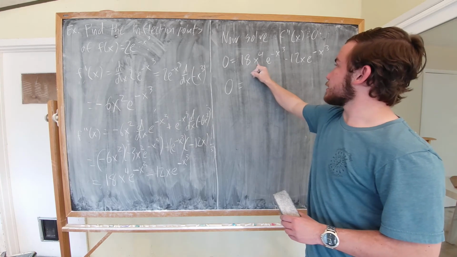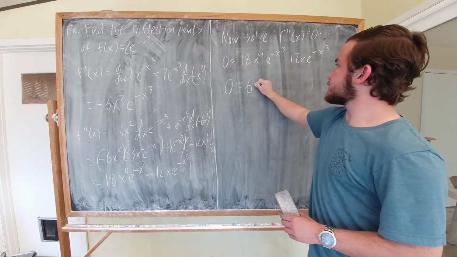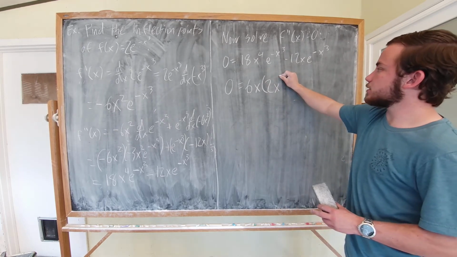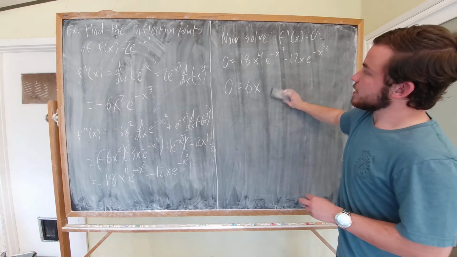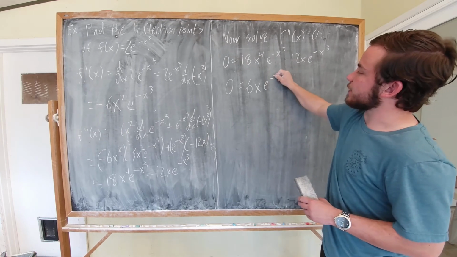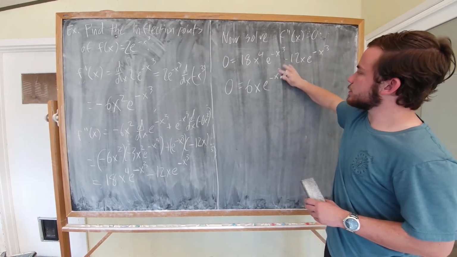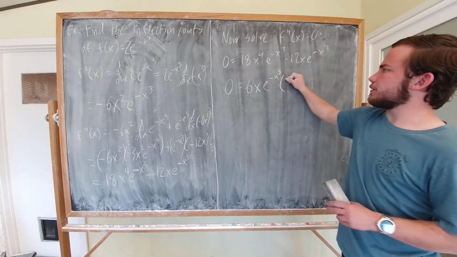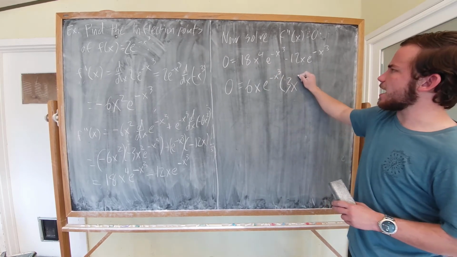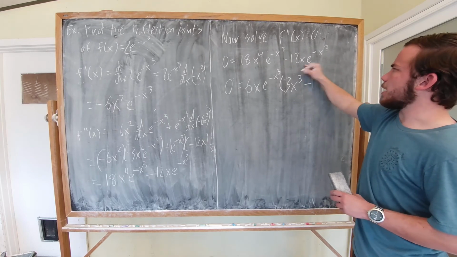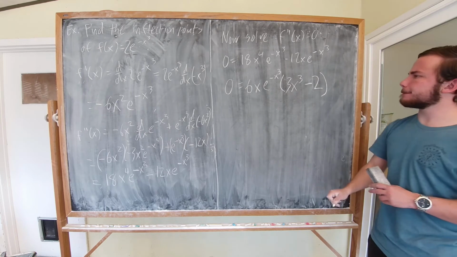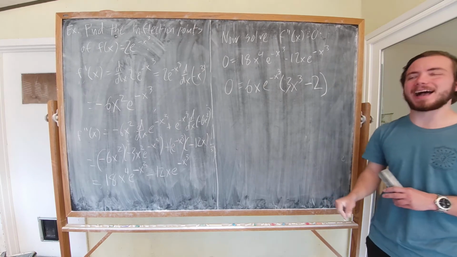We have here 6x times 6x e to the negative x cubed times, from this half, 3x cubed minus 2. Is that right? Yes, it is. How about that?